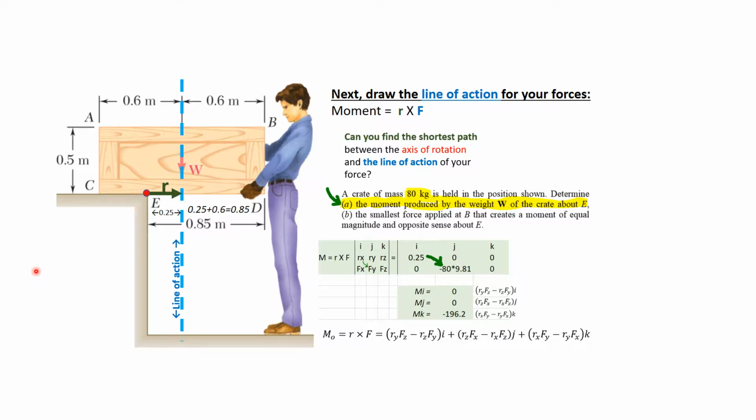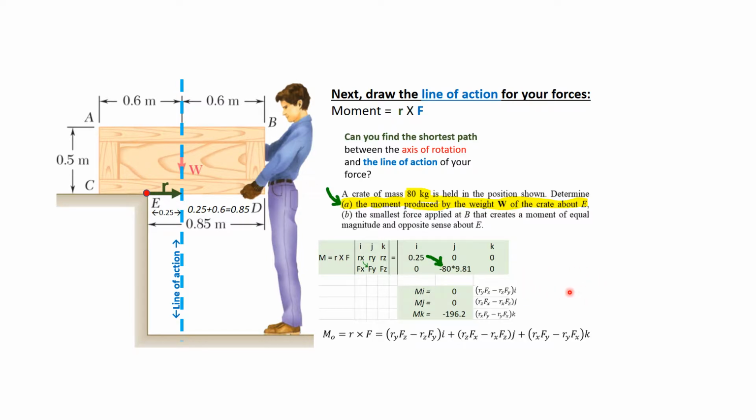Setting it up in Excel. I'm just using a different cell for the XYZ components of my position vector and XYZ components of my weight. So from the axis of rotation to the line of action of our force, we're going over 0.25, and you had to kind of study the dimensions for this. So if this is 0.85, and this is 0.6, take the difference, then you get 0.25, so we're going in the positive I direction, 0.25, and then our weight is going down in the negative J direction.